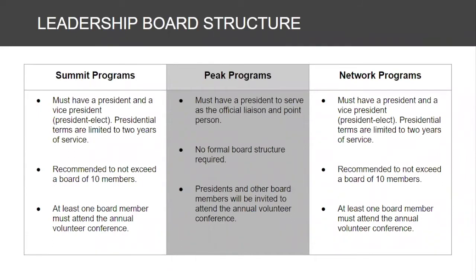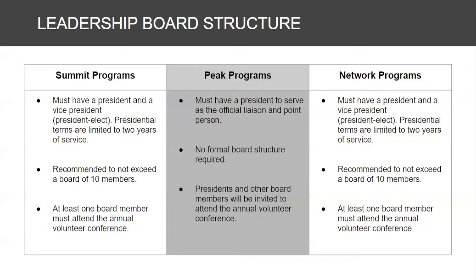So now let's compare our leadership board structures side by side. On the left, we've got our summit chapters. In the middle, we've got our peak chapters. And on the right, we've got our network programs. In terms of leadership board structure, summit programs are required to have a president and a vice president, also known as a president-elect, and the presidential terms are limited to 2 years of service. For our peak programs, they must have a president to serve as the official liaison and point person. However, there is no term limit or year of service limit. Our network programs, very similar to the summit chapters, must have a president and a vice president, also known as a president-elect. Presidential terms are limited to 2 years of service.